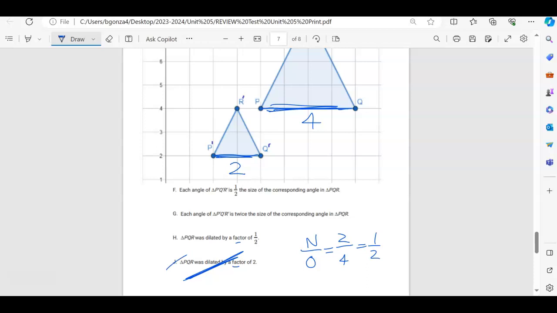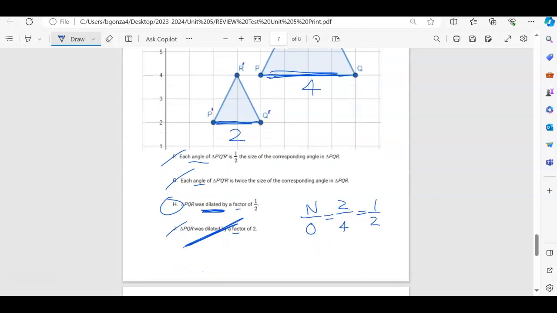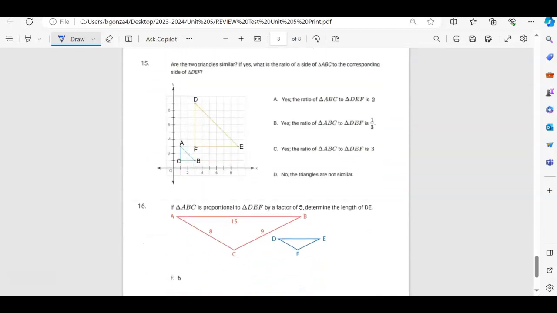Now, F and G talk about angles. Remember, the angles have to be congruent. Can't be F or G. And when we think of dilated, yeah, it's dilated by 1/2 because we just did that, the scale factor. All right. A couple more.